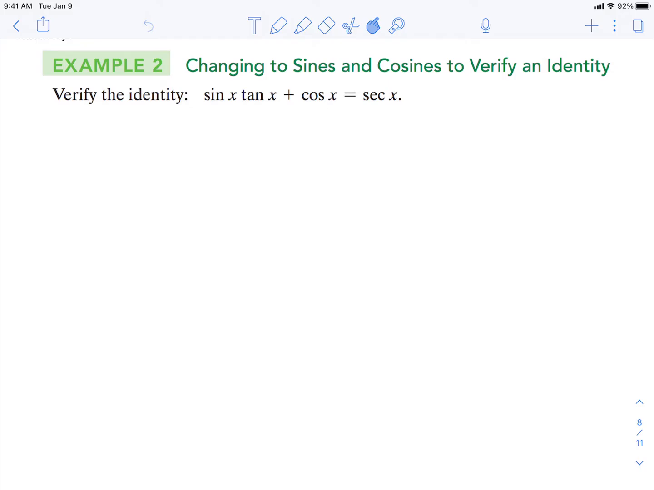All right, we're going to continue on with verifying trig identities. So this example says we have an identity and we want to change everything to sines and cosines. So we're going to start with the more difficult side, which is the left side. And we're going to change it until we get the secant of x.